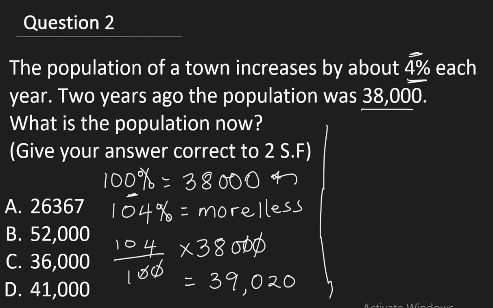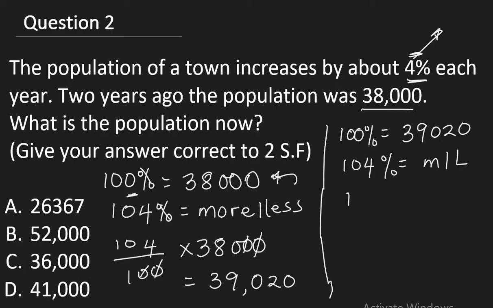The question says, what is the population now? So let the population for last year be 100%, 100% equal to 39,520. Now, it increases 4% each year. So this year will be 100% plus 4%, 104%, which will also be more. If it's more, I'm using M as an acronym for more, you divide by L, less. So more, 104, let the symbol cancel, divided by 100, times 39,520 will give us the population for this year.